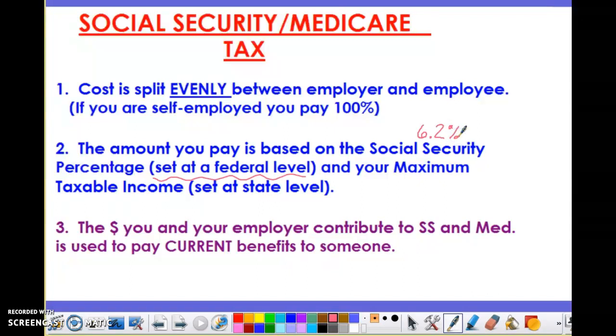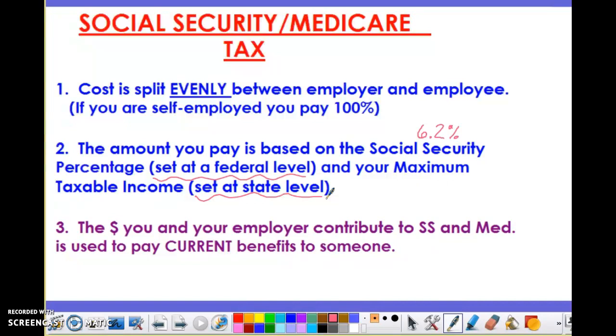And your maximum taxable income is set at a state level. So for instance, I'm just making this up right now, maybe in Montana they say the maximum taxable income is $104,000. So they can only take up to 6.2% of that $104,000. Anything over that, you wouldn't have to deduct that Social Security tax from. Medicare, on the other hand, and we'll talk about this once we get into examples, is based on your total income. There is no cap for that. So if you make $1 million, you have to pay a percentage of that, and there's no limit.